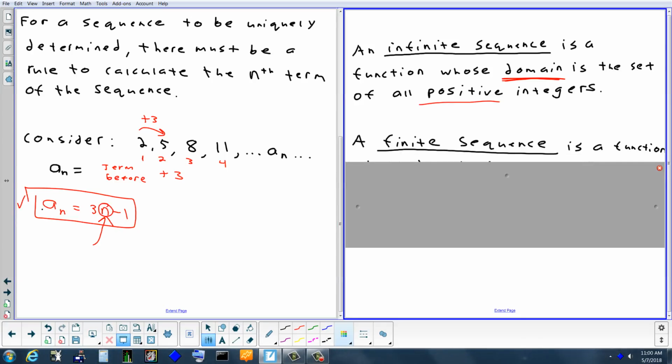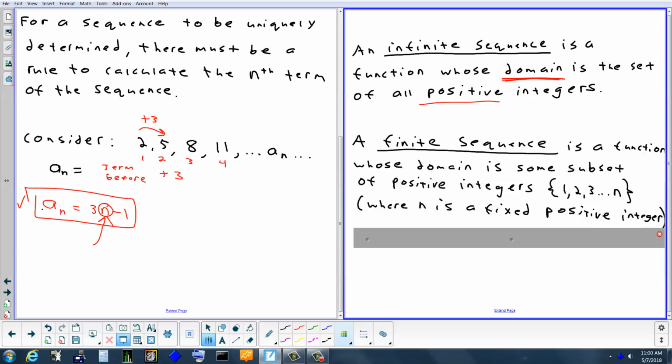Now, some sequences don't go on forever. Some have a stopping point. Right? That's called a finite sequence. So what that means is if you have a formula, like the one I have in red, that's generating the sequence, there's an upper limit to n. Maybe your last term is the 100th term. So the highest number you could plug in for n is 100. Okay? You can't plug in 101 because this particular sequence, if it's finite, doesn't have 101 terms. It stops at 100.